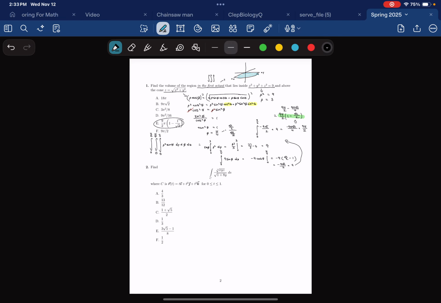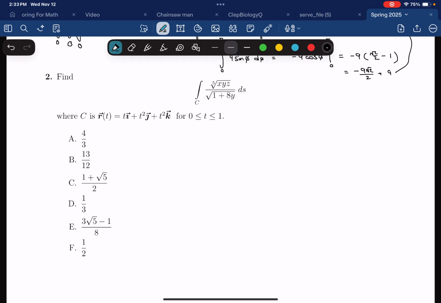Okay, question number 2. Find this huge integral where r of t is t i plus t squared j plus t squared k from 0 to 1. Now this integral looks huge, but let's break it down, right? So we know that r of t is the vector t, t squared, and t squared. So in order to find this, we've got to do f of r of t times the magnitude of r prime of t.